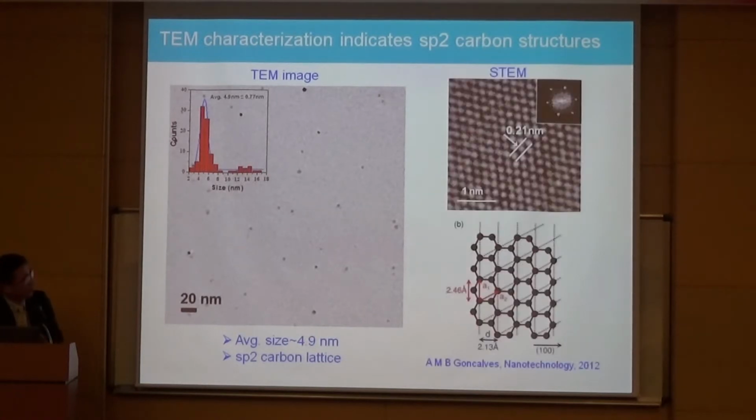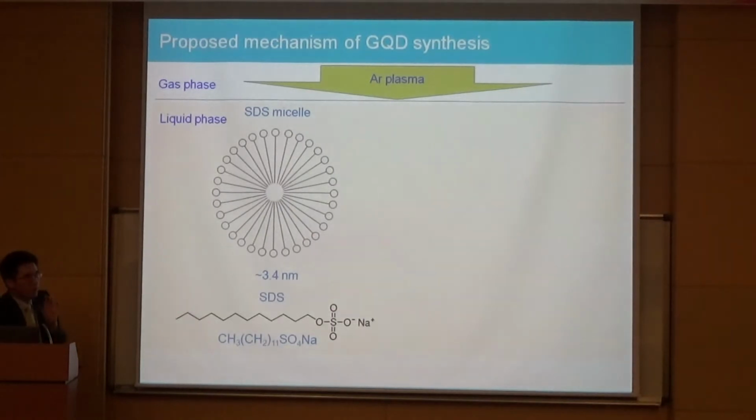And in order to know the bonding structure, we do a more detailed STEM. As you can see from the STEM and the diffraction pattern here, we can prove that the bonding is sp2 bonding. So in short, if we have tiny particles with the sp2 carbon structure, all the evidence suggests that we have graphene quantum dots. The most interesting thing is the mechanism. So far, we are still thinking about the mechanism. We want to understand that.